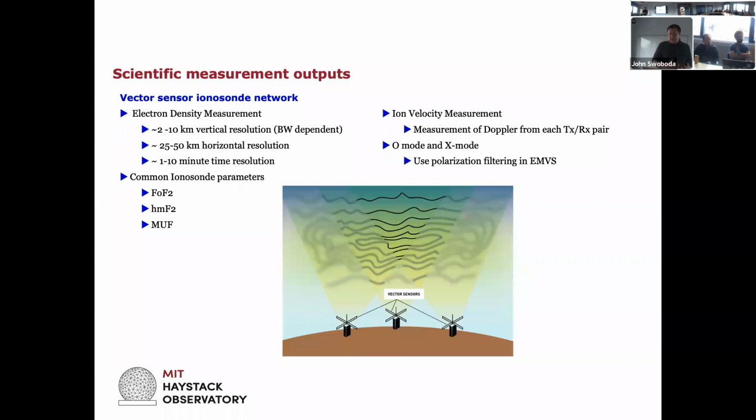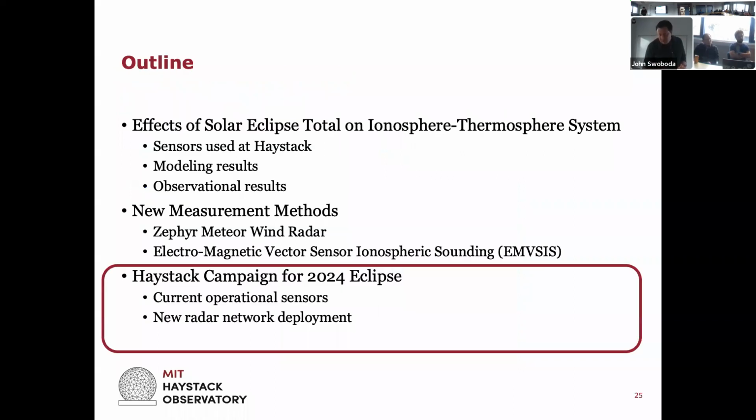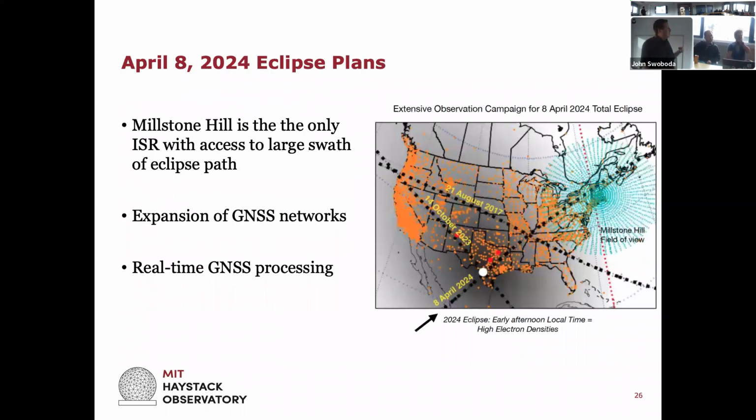Now, this is all coming together in another big eclipse campaign. I'm going to talk about our operational filter and the new ARC deployment for the new network, and some of what we're doing. So for this eclipse, on this plot, we can see a number of different eclipses.